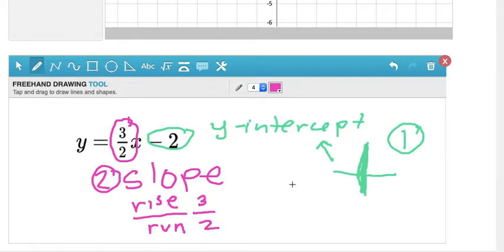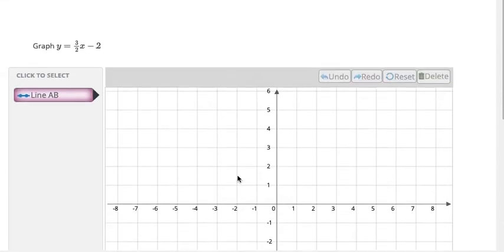So let's take a look at what this looks like when I graph it on Edgelastic. Remember, step 1, I'm graphing the y-intercept on the y-axis. That's the vertical axis, the up and down line. So I'm going to go to -2 on that line. Next, I'm going to rise 3 and run 2. So let's see what that looks like on Edgelastic.